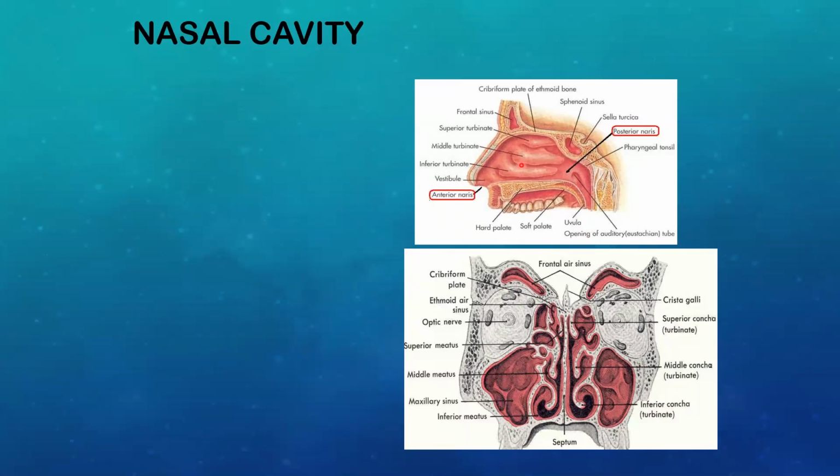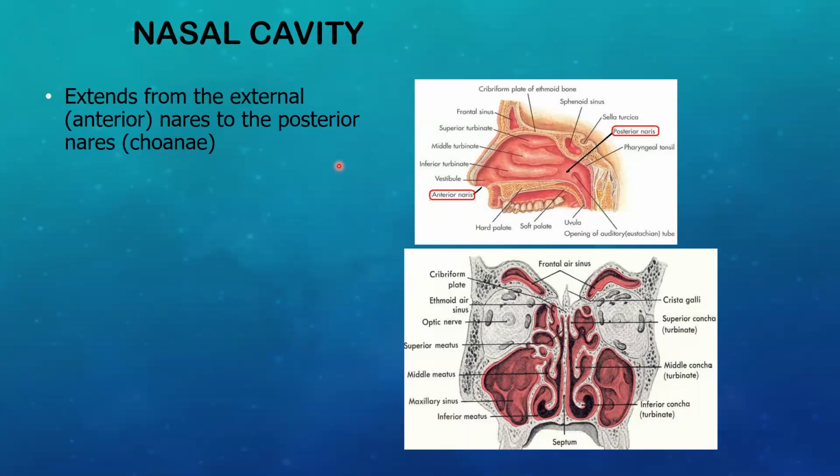And this wall that we are seeing is the lateral wall of the nasal cavity. It extends from the anterior nares, which is known as the external nares, to the posterior nares or the internal nares, also known as choana.